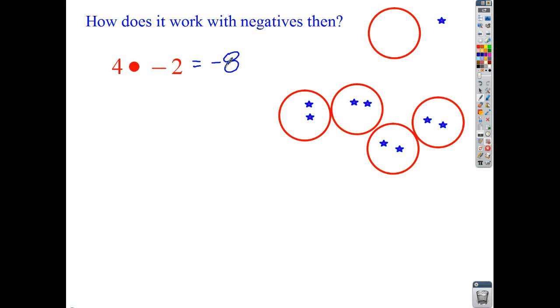Again, same idea. It would be 4 groups. Day 1, lose 2 pounds. Day 2, lose another 2 pounds. Day 3, lose another 2 pounds. Day 4, lose another 2 pounds. Groups of the same thing happening. So all together, what happens here? -8. I have lost 8 pounds altogether. Okay, so hopefully that works for you.